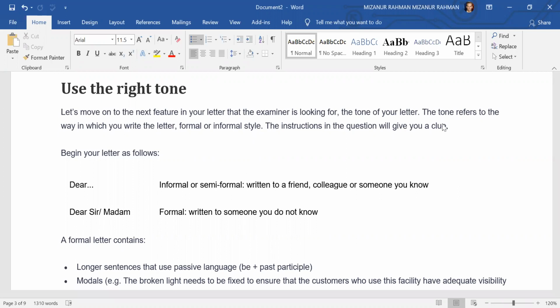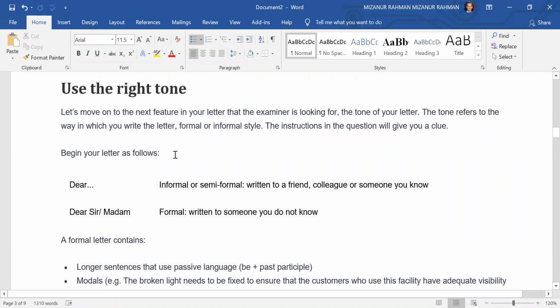So you're going to write a letter to do that. Okay, so let's go for the tone. Use the right tone. So what can be the right tone of a letter? Let's move on to the next feature in your letter that the examiner is looking for, the tone of your letter. The tone refers to the way in which you write the letter, formal or informal style. The instructions in the question will give you a clue. So in the question, you may get the clue. So are you writing it in a formal way or informal way?